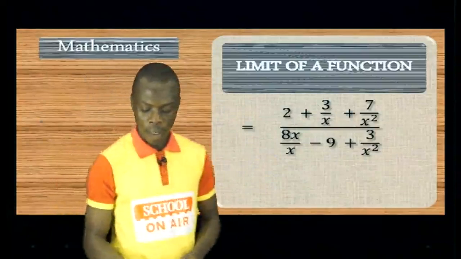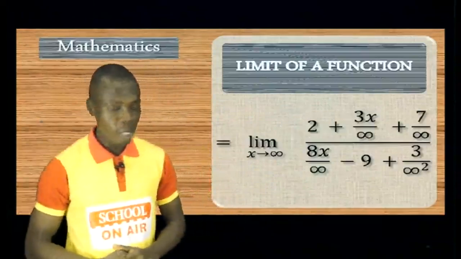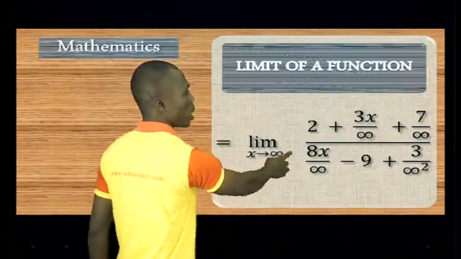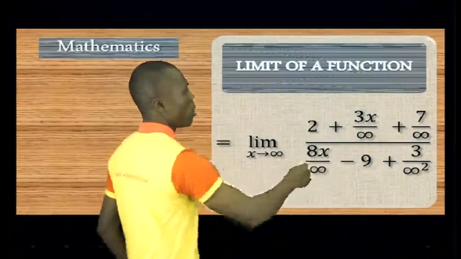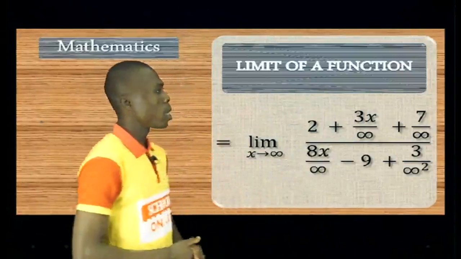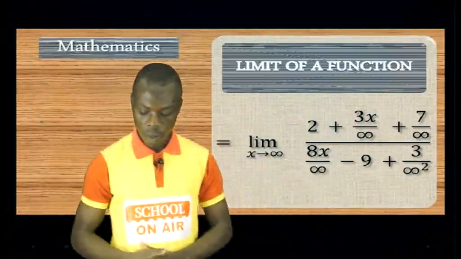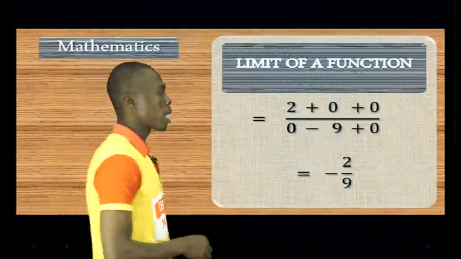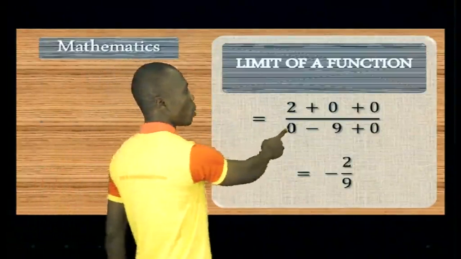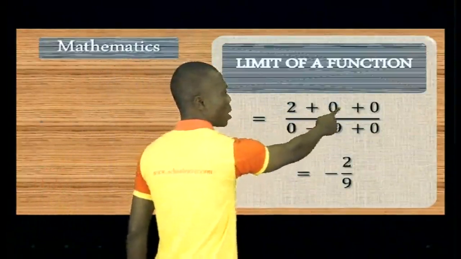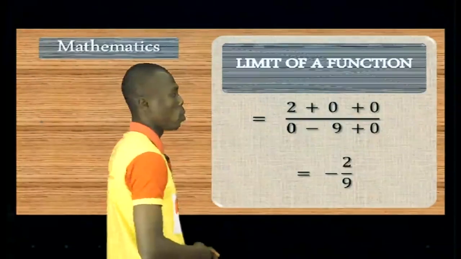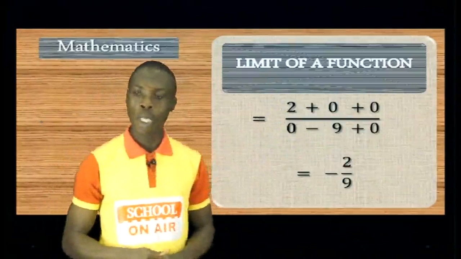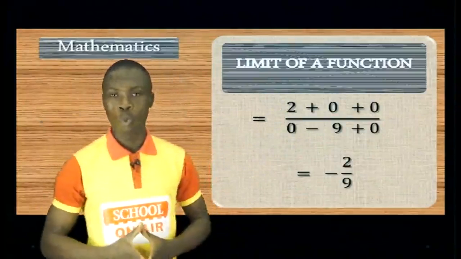And then as x approaches infinity, what do we have? This becomes 2 plus this becomes that, and then 8 over infinity minus 9, 3 over infinity squared. Of course, we know the value of infinity is extremely large. So as it becomes extremely large, all those terms that are to be divided by infinity move down to 0. All of them go down to 0, leaving me with 2 over minus 9. So the limit of that function becomes minus 2 over 9.